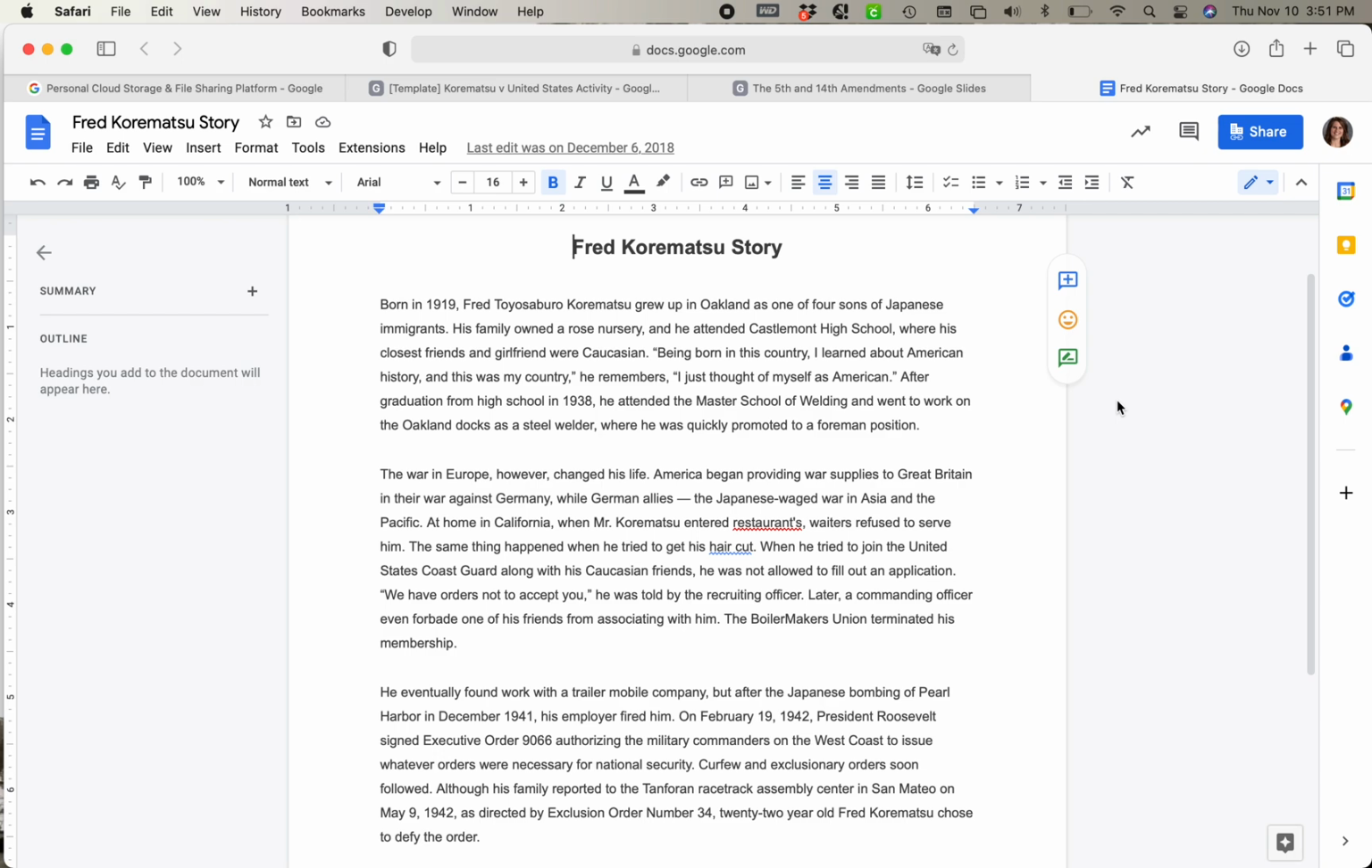After graduation from high school in 1938, he attended the Master's School of Welding and went to work on the Oakland docks as a steel worker, or welder, where he was quickly promoted to a foreman position.